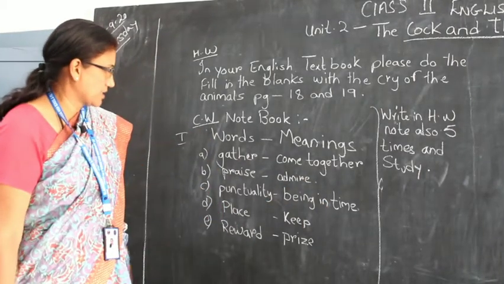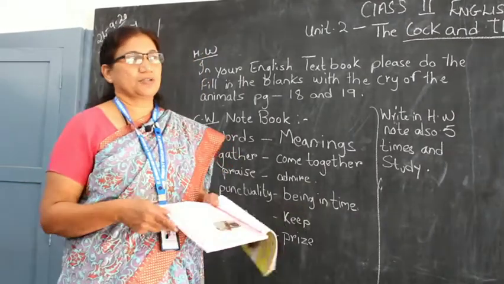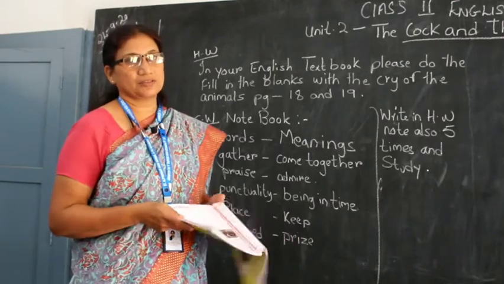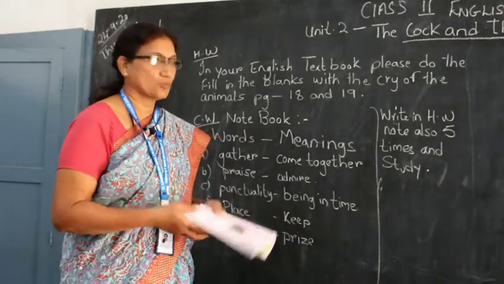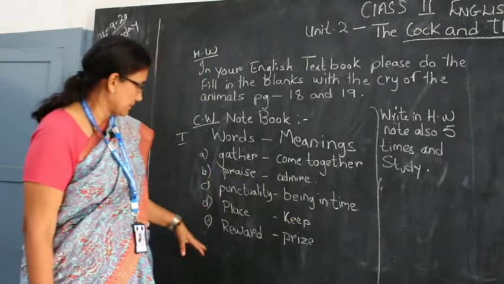Next is place. Place means keep. I can tell any child, place this book on the table. Then you'll take the book and you'll keep it on the table. I tell, place your water bottles on the windowsills. Then you take your water bottles and place them on the windowsill. So place means keep, to keep something in a place.